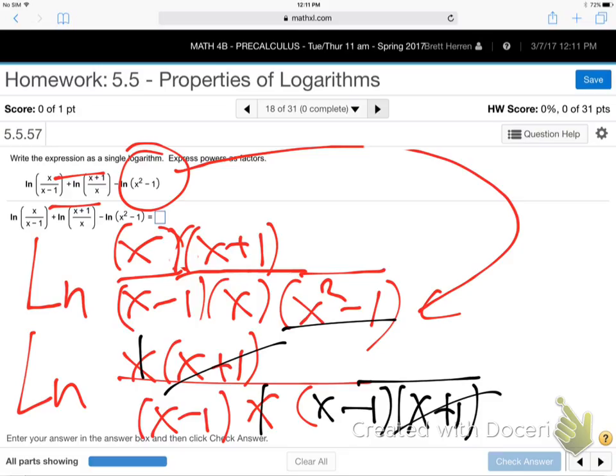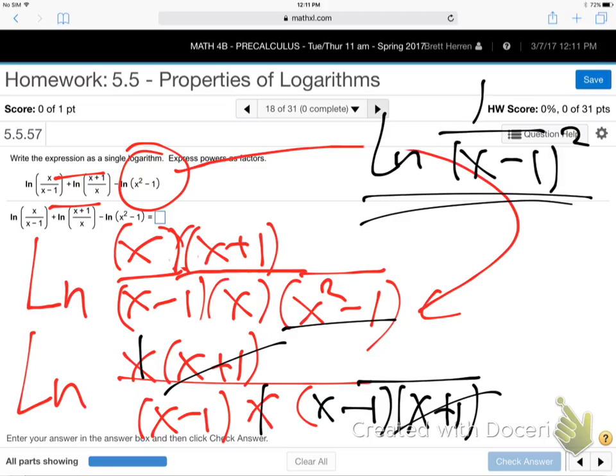What are we left with? x minus 1 squared in the bottom. So it's ln of 1 over x minus 1 squared. Right? That's all I'm seeing. There's just two x minus 1s in the bottom, huh? Good? Here's our answer. We made it, what'd we do? We made it one log. They said make it a single log. We did. It's one log.